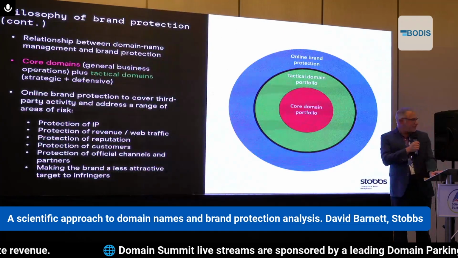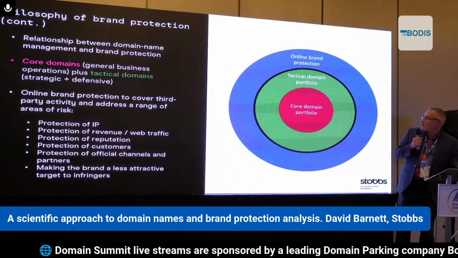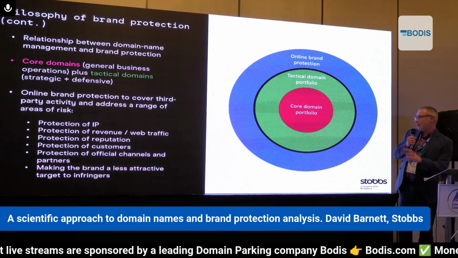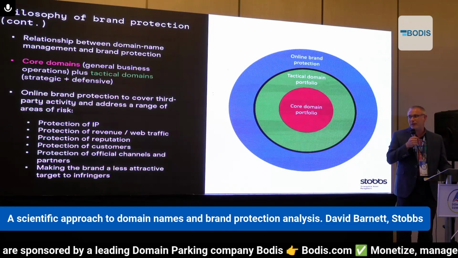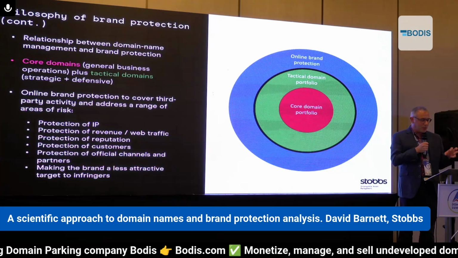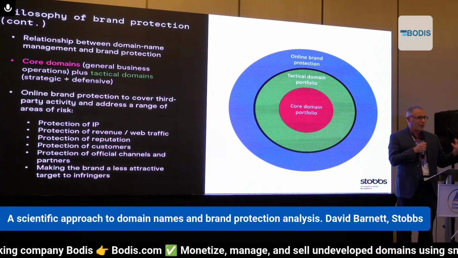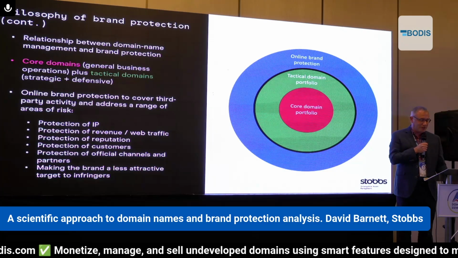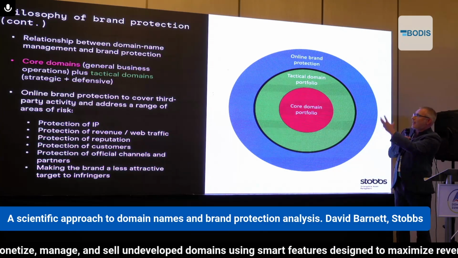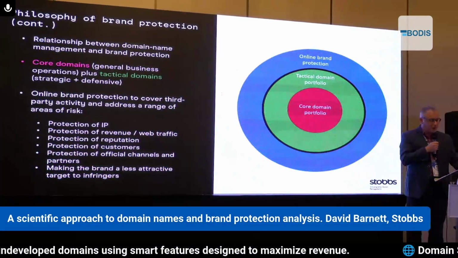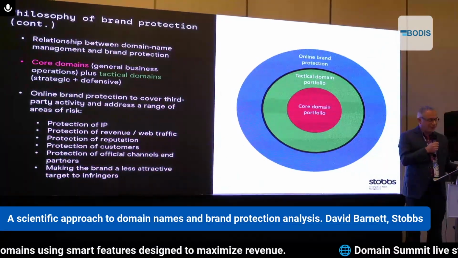So this is a little schematic of how brand protection sits together with domain name management. Really the idea here is that the bit in the middle is the portfolio of official domains that a brand owner company will own. So typically there will be the core domains that they use for their website, email, kind of classic business infrastructure purposes. And then outside of that, there will be an additional tactical portfolio of domains that the brand owner will own, but maybe is not actively using at the current time.